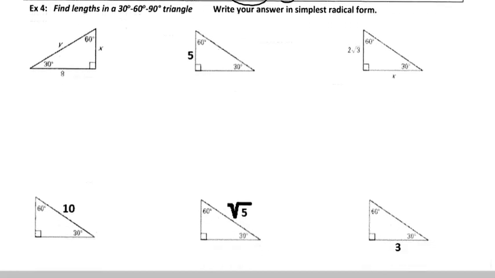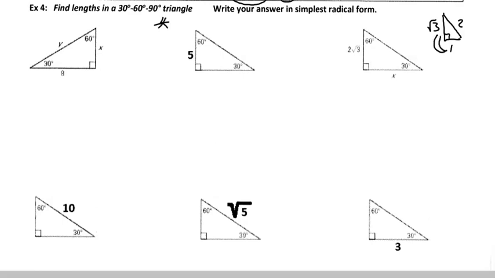So let me go ahead and show you how this works. Let's start with this one because it's easier. I want to remind you, here is the ratio. 1, 2, rad 3. Multiply by rad 3, divide by rad 3. Multiply by 2, divide by 2. So on here, how do I go from here to here? It's getting bigger. Multiply. What number do I multiply to go from the short to the hypotenuse? Multiply by 2. That gives me 10.